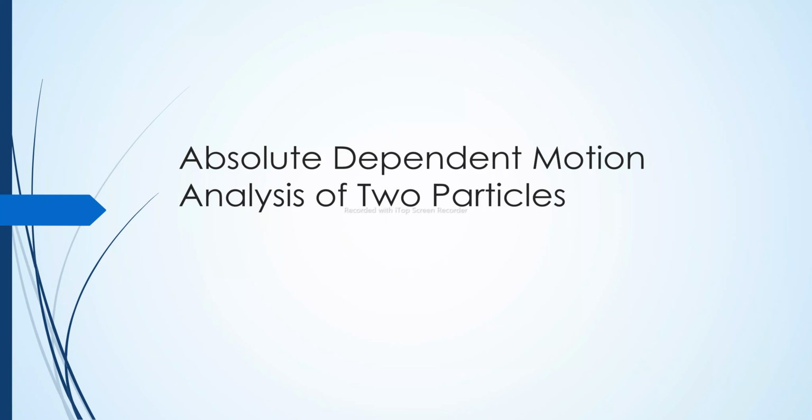What is absolute dependent motion analysis of two particles? In the previous discussion of the dynamics of rigid bodies, we only considered a single particle moving along a straight line or along a curved line. This time, we'll be analyzing two particles that are in motion.